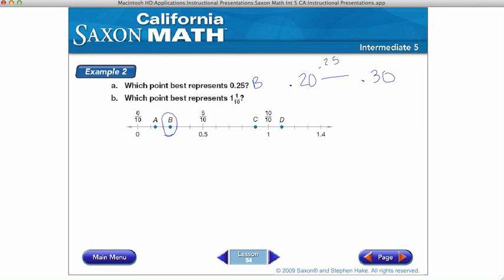Question C, which point best represents 1 and 1/10? Well, we know that because it is larger than 1, it has to be to the right of the 1. The only number to the right of the 1 is the D, and it's right there on a 10th mark. All right, let's look at example 3.